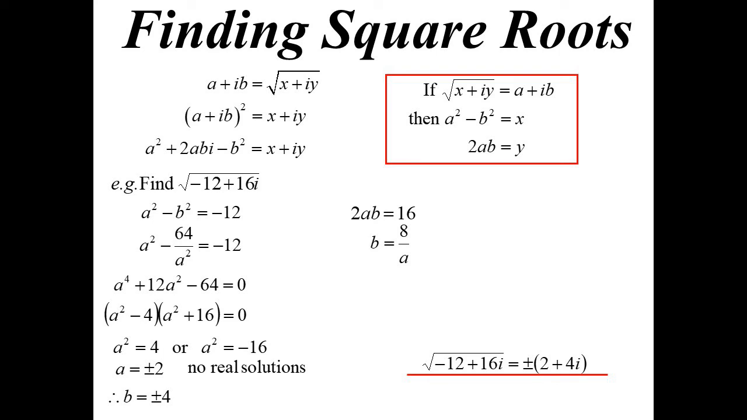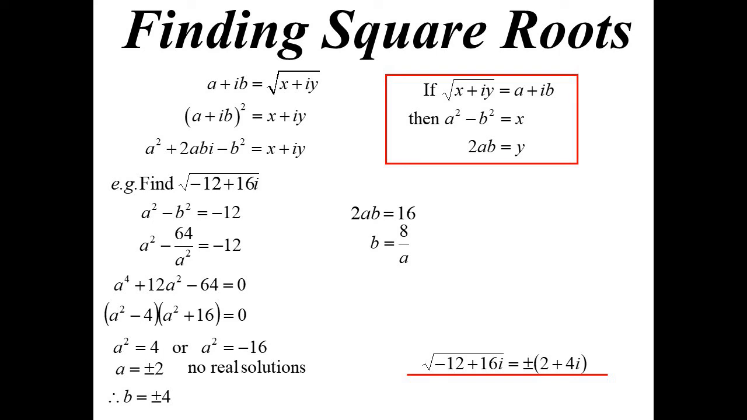Now, unlike when we're dealing with real numbers, if we said what's the square root of 4, we say the answer is 2. Okay? Not plus or minus 2. The solution to the equation x squared equals 4 is plus or minus 2. But the answer to the square root of 4 is just 2. But because we can't order complex numbers, when I say the square root of negative 12 plus 16i, well, is it plus or is it minus? Because I've got 2 plus 4i or minus 2 minus 4i.